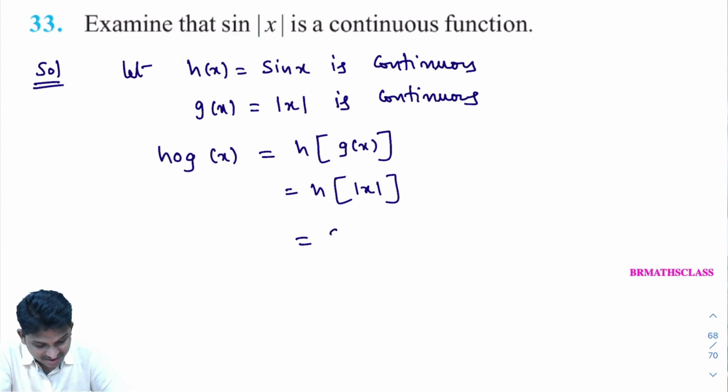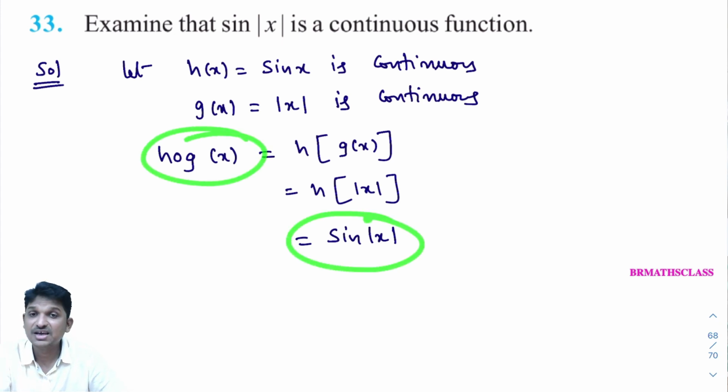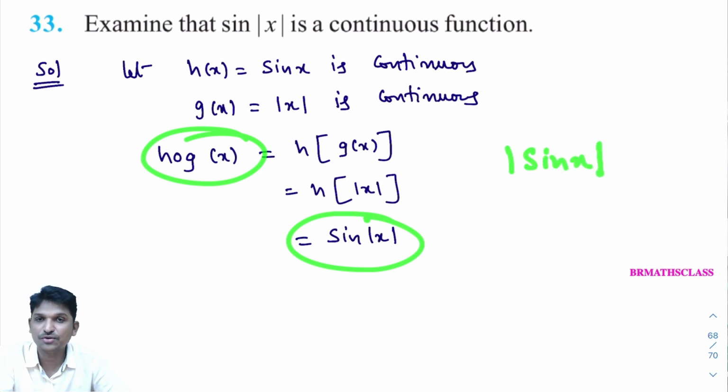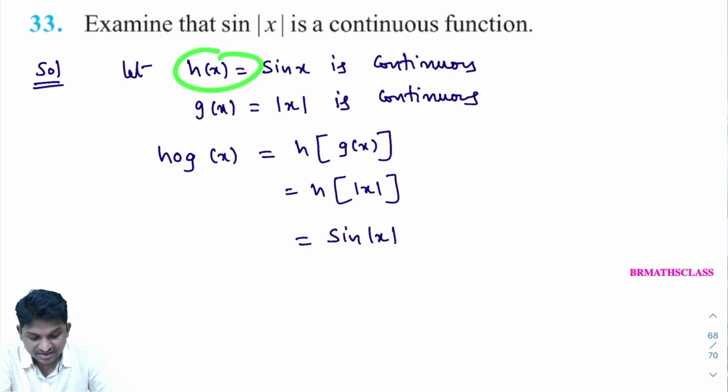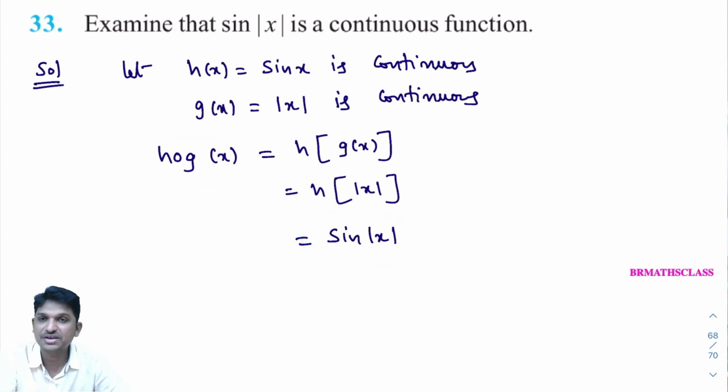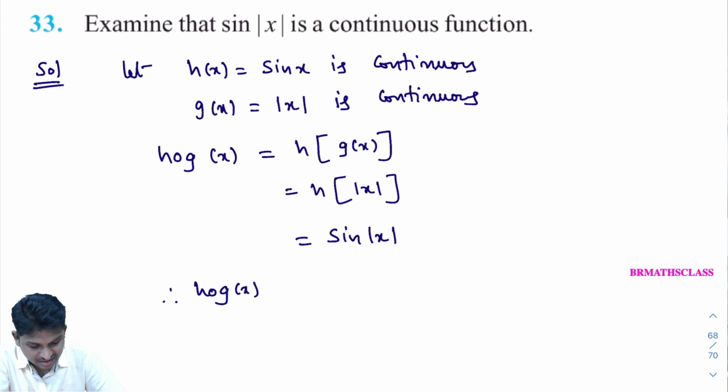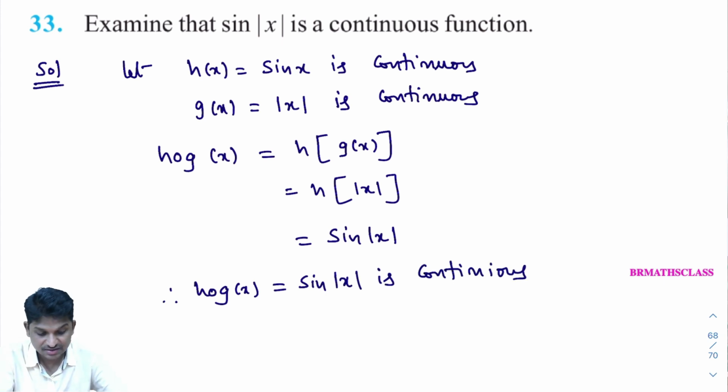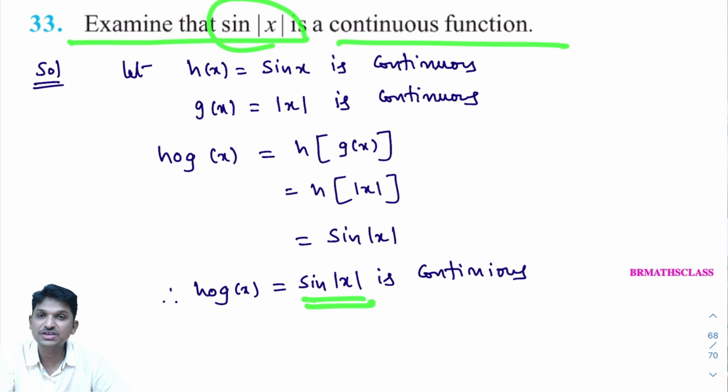Luckily we got this directly this time. We got it for h circle g of x only. It's okay. In case h circle g of x did not give it, then we would calculate g circle h of x. Now h of x is continuous, g of x is continuous. So what do you know from the theorem? You know that h circle g of x is continuous. Therefore h circle g of x, that is sine of mod x, is continuous. They are asking to examine the continuity of this function, and I came to know that it is a continuous function.